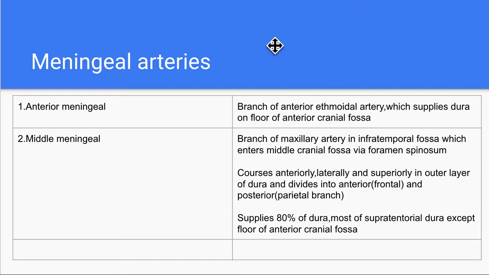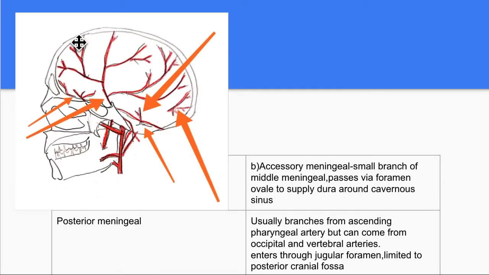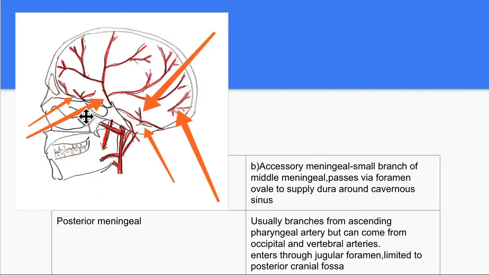Finally, let's come to the meningeal arteries. Now, as I told you, the dura is highly vascularized, okay? So we can think of it in this way. The dura mater is divided into the anterior, middle and the posterior sections, so we can study the arteries under these sections. The floor of the anterior cranial fossa is supplied by the anterior ethmoidal artery, okay?